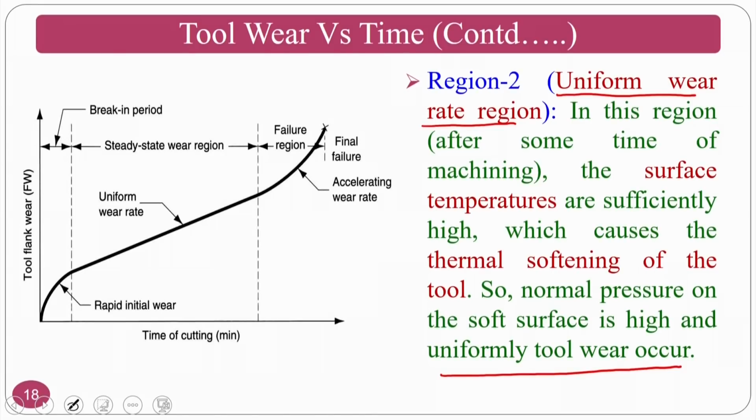So, temperature gradually increases in the tool because of the friction, because of the tool carrying temperature and all those things. So, thermal softening of the workpiece and tool takes place. So, the normal pressures gradually increase and the wear gradually and uniformly increases. Okay. This is the second region.